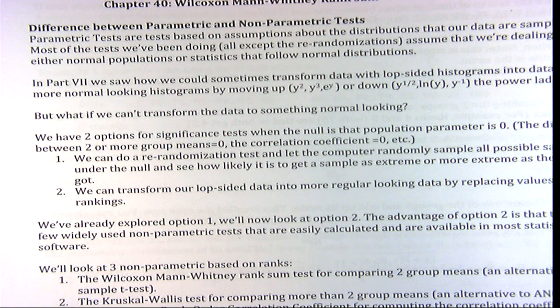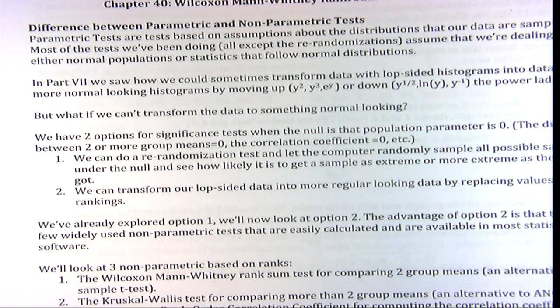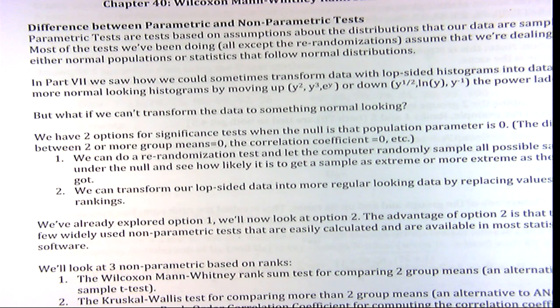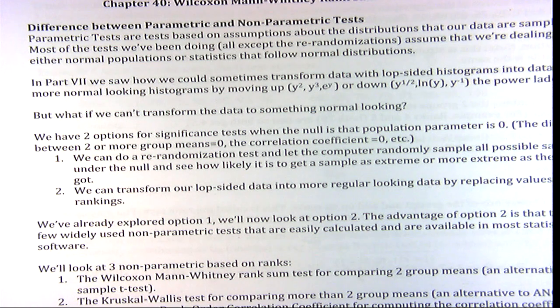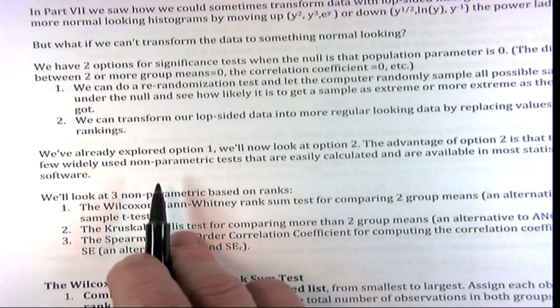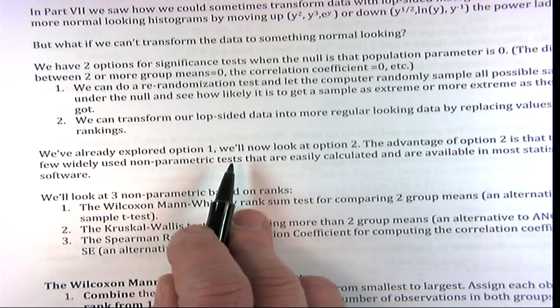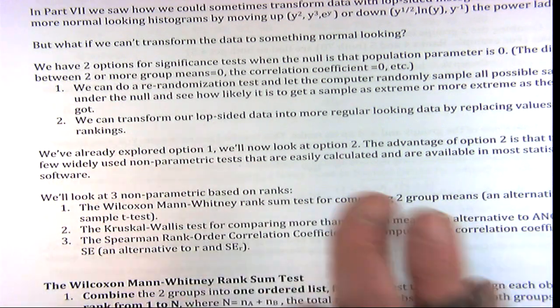For example, if I was going to do that with your exam scores, the person who scored lowest I could say is rank number 1. The person who scored highest is rank number 100 if there are 100 people. And that's how I do it. Okay? So now we've already explored option 1. Now we're going to look at option 2.